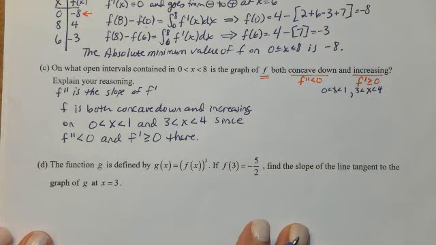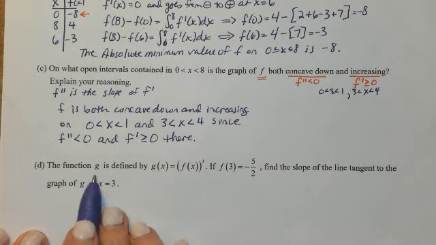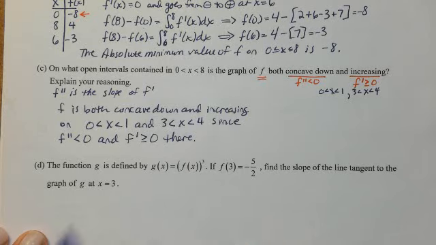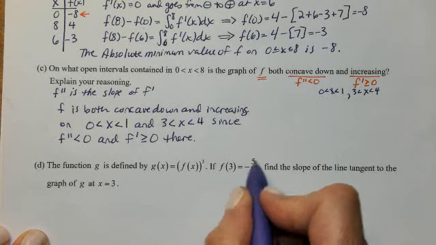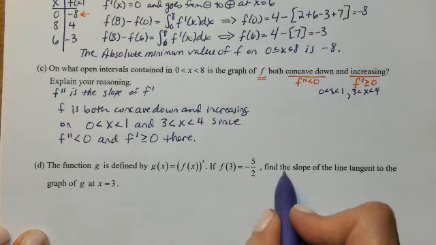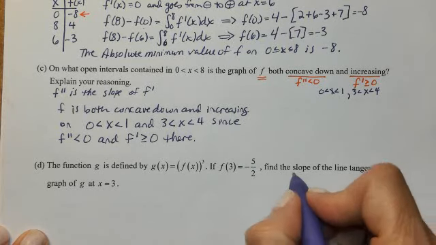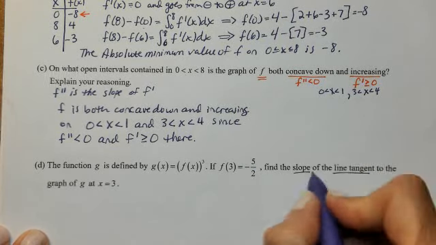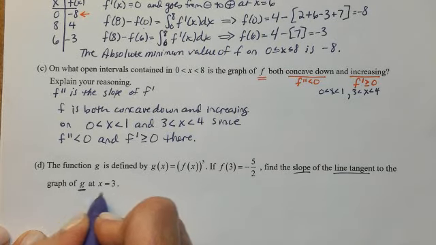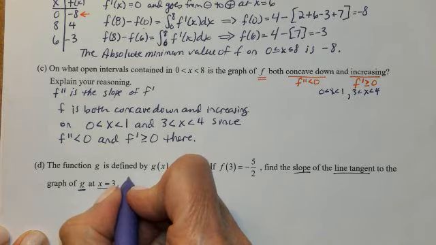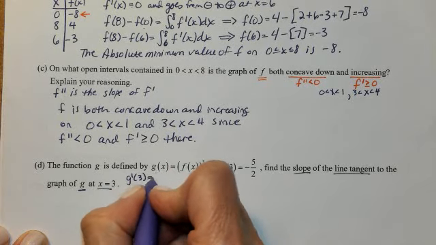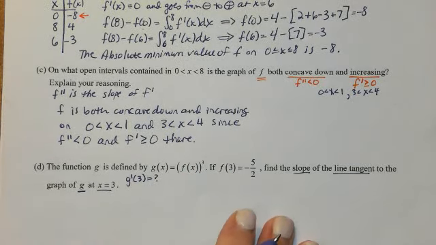Alright, on to part D. G is defined by this function. Now they like to throw another function in, so now they're telling us there's this other function called G, and it's defined here, and f of 3, they tell us, is now negative 5/2. Find the slope of the line tangent, that's a derivative, to G, so that's G prime, at x equals 3. So we're trying to find G prime of 3. That's what we're looking for.